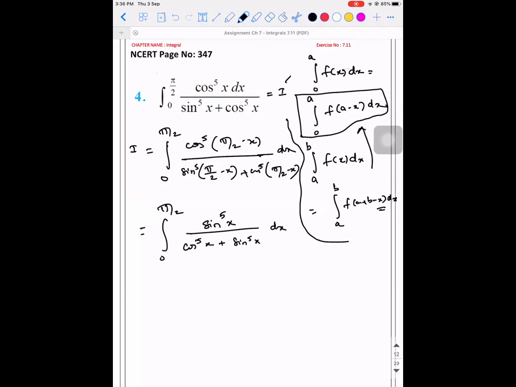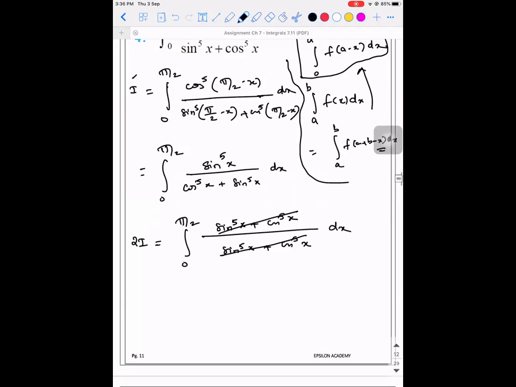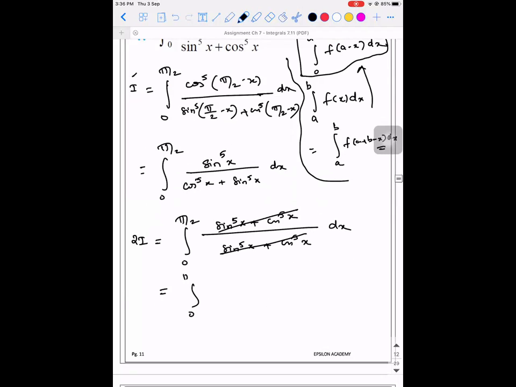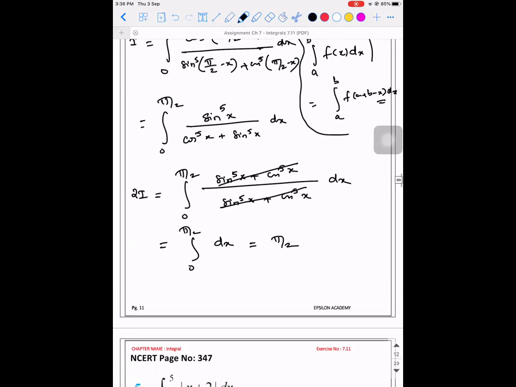So this is also I, this is also I. When you add both, 2I will be equal to integral of 0 to pi by 2 sine power 5x plus cos power 5x divided by sine power 5x plus cos power 5x dx. This and this will get cancelled. What are you left with? Integral of 0 to pi by 2 dx, it will be pi by 2. But remember, this pi by 2 is 2I. We need only I. So I will be equal to pi by 4.